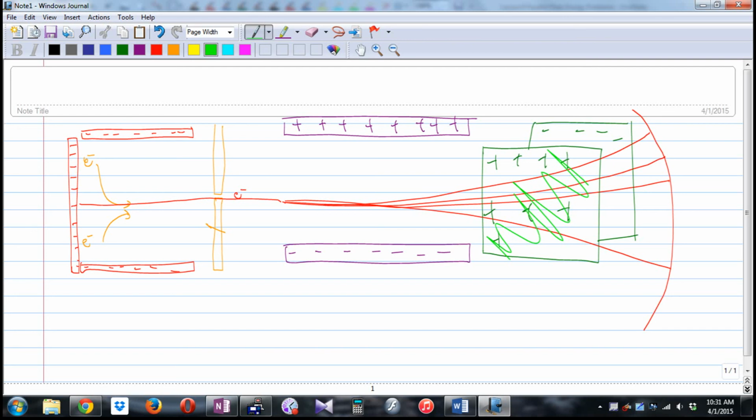That's it. We have what we call the accelerating plates.